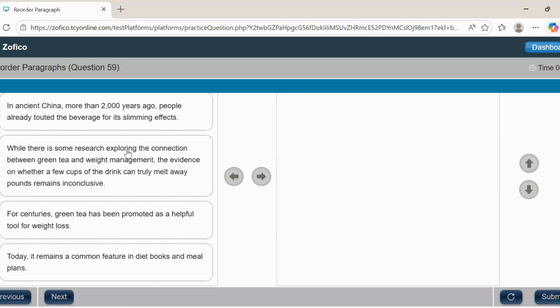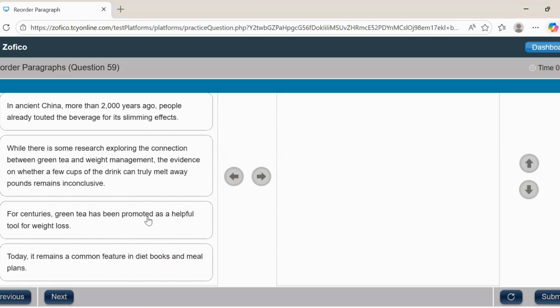While there is some research exploring the connection between green tea and weight management, the evidence on whether a cup of drink can truly melt away pounds remains inconclusive. Yeah, this can also be there. For centuries, green tea has been promoted as a helpful tool for weight loss. Today, it remains, no, it is used. So it can never be the first one. This is not the first one. So we have to select this one or this one. What do you think? I think this one should be the first.